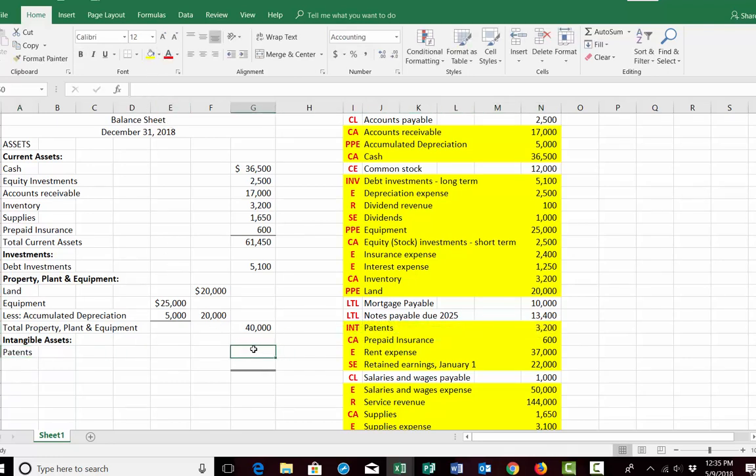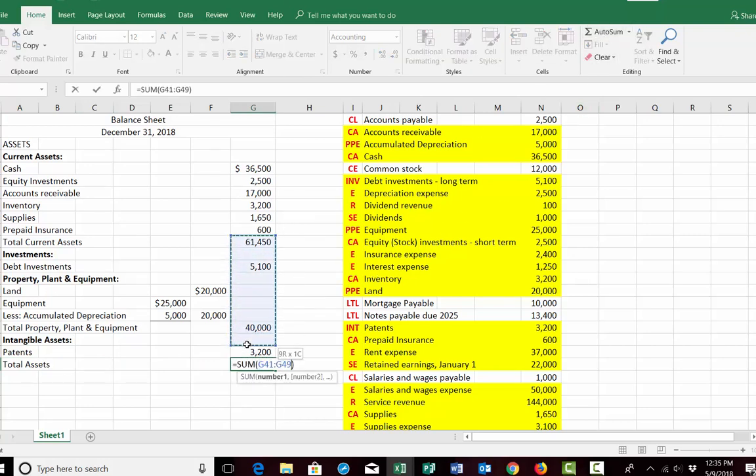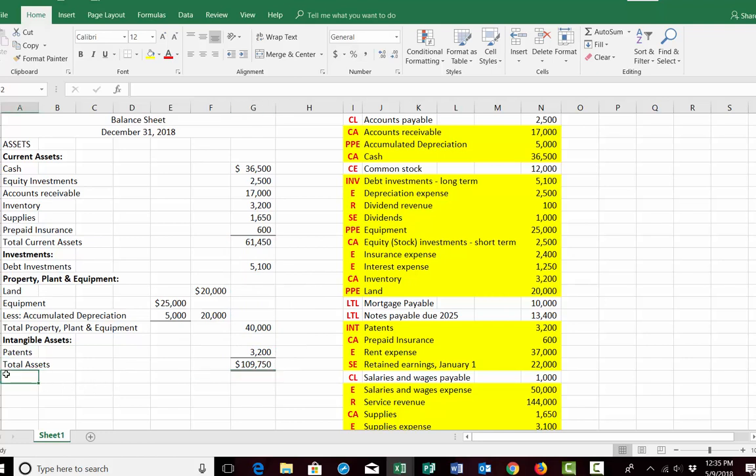And our patents are 3,200. Okay, so those are all of our assets. We're going to add up each of the categories and I'll get our total. Those four, 109,750 is our total assets.